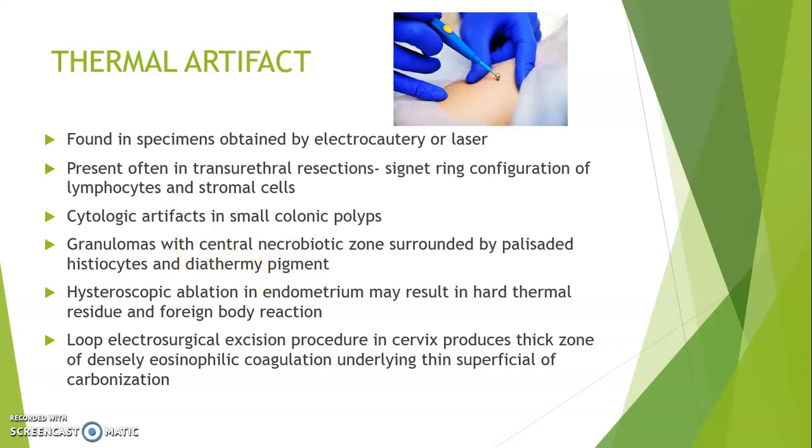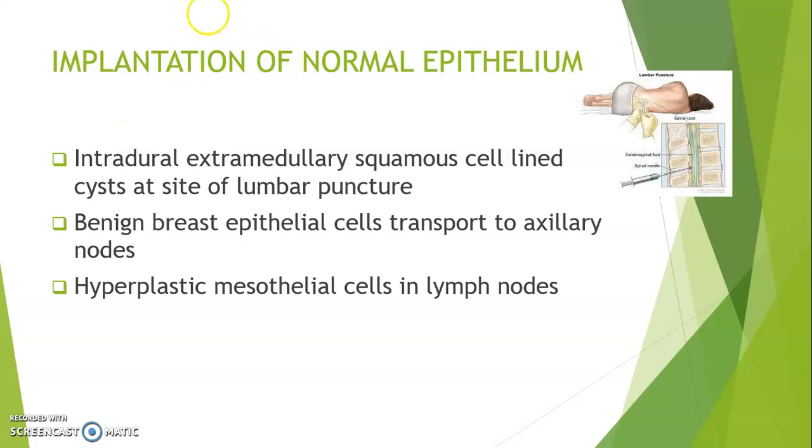Hysteroscopic ablation in the endometrium may result in hard thermal residue and foreign body reaction. Loop electrosurgical excision procedure in the cervix produces a thick zone of densely eosinophilic coagulation underlying a thin superficial layer of carbonization. Then implantation of normal epithelium occurs. Normal epithelium will be implanted in these procedures.